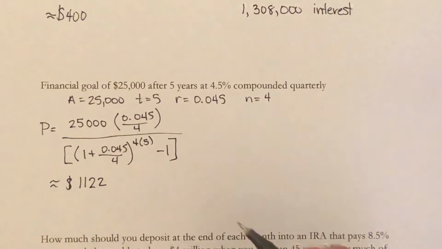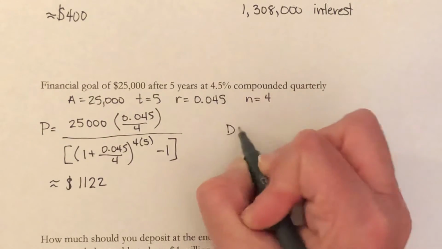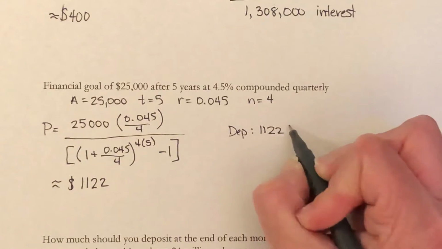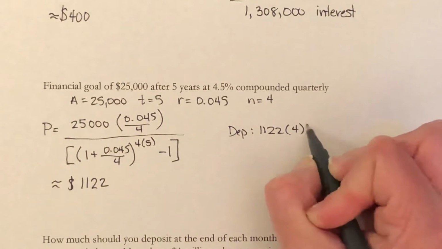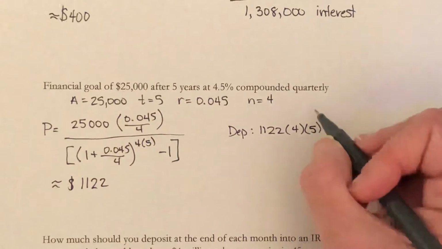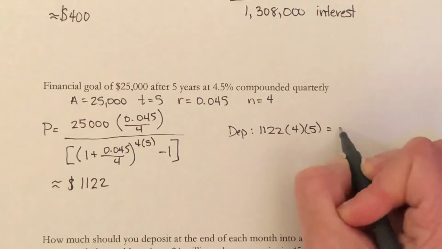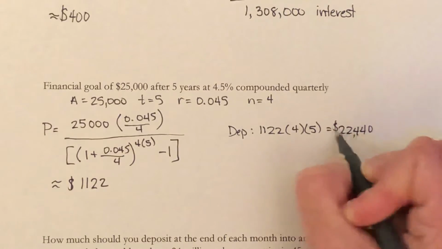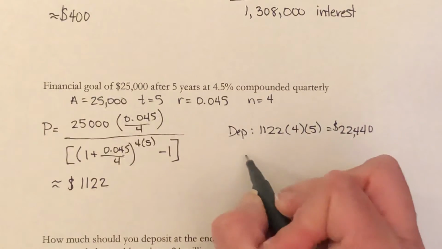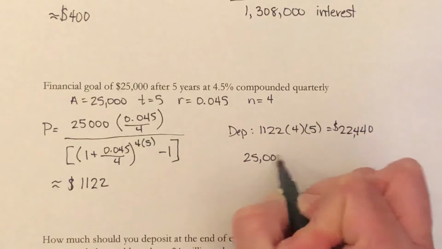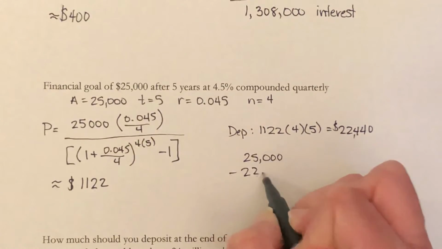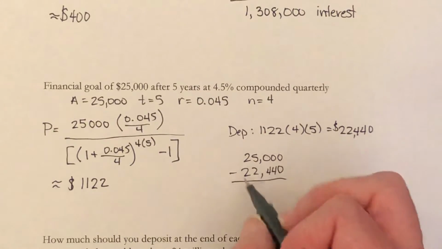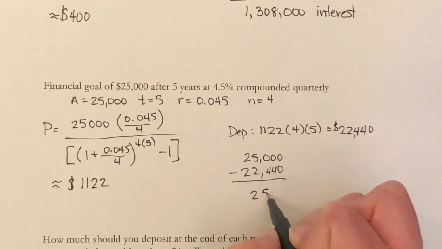Okay, so again, how much is in interest? So for the deposits, we have $1,122 4 times a year for 5 years, which gives you $22,440 in deposits. And now you subtract. And you get $2,560.